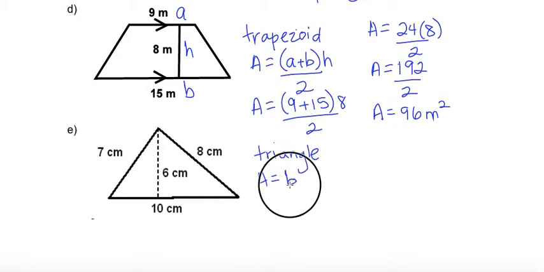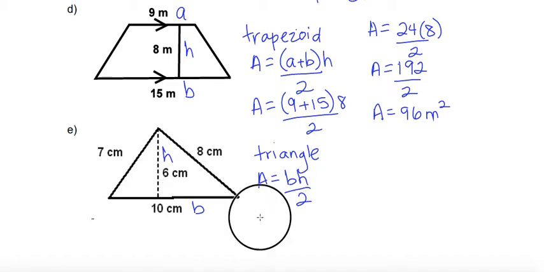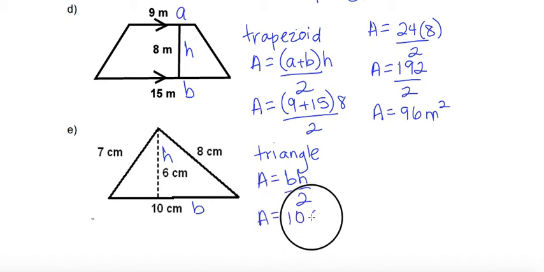Again, it's probably easier to use this version of the formula, which is base times height divided by 2. The base is the bottom of my triangle. The height is the vertical height, so it's the height on the inside, and then I'm dividing that by 2. So when I substitute in my values, I have 10 times 6 divided by 2.